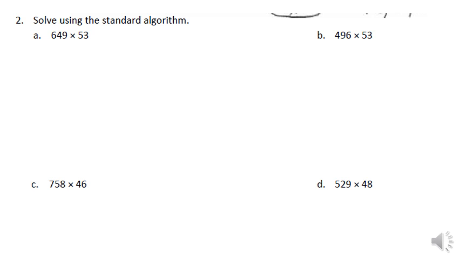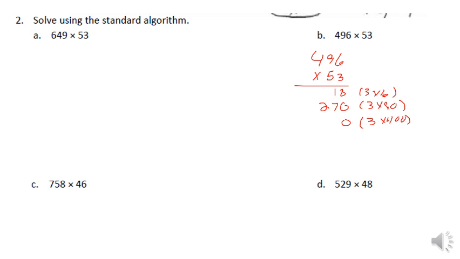Okay, in question 2, we're going to be using the standard algorithm. And we're starting with B because we've already done A. On the standard algorithm, 496 times 53. Now we're using the renaming, so we're going to list each one of them. So this one would be 3 times 6, which would be 18. Next one would be 3 times 90, which we know we have a placeholder. 3 times 9 is 27.